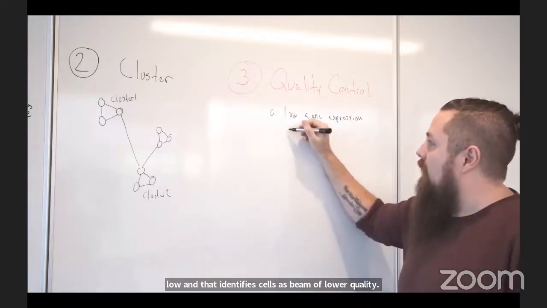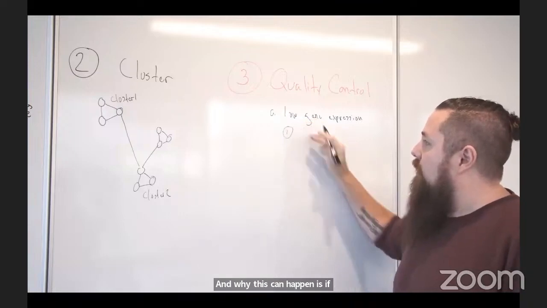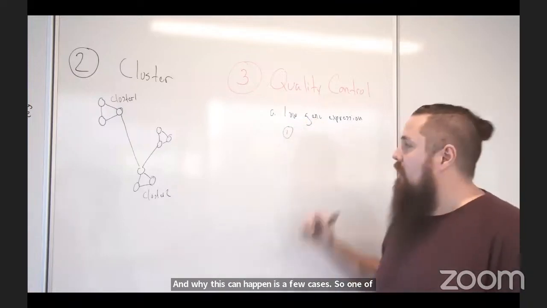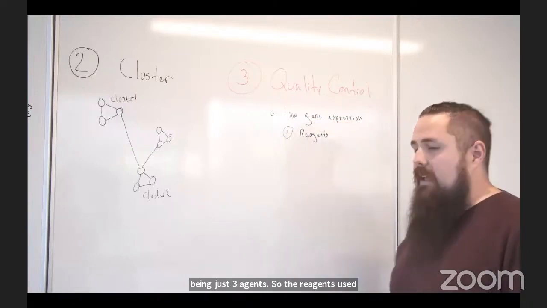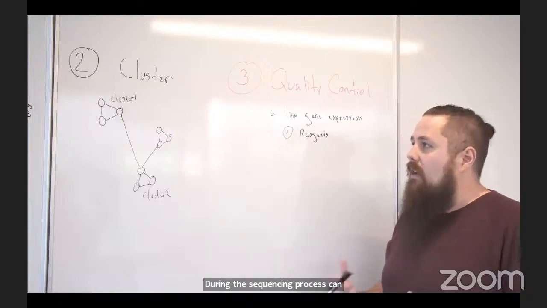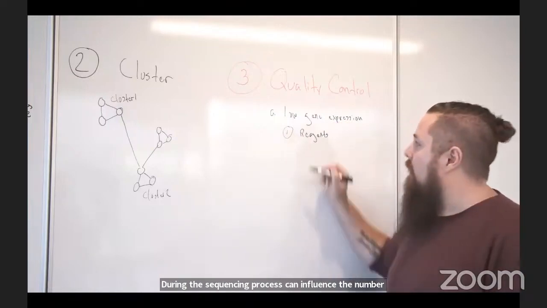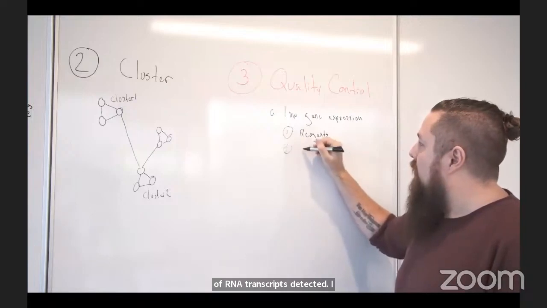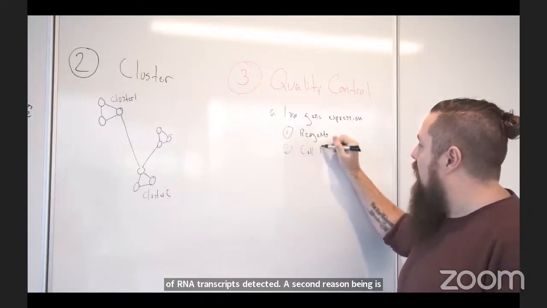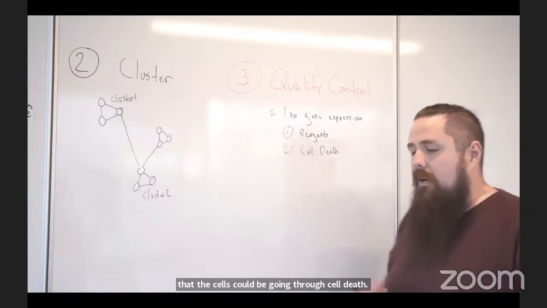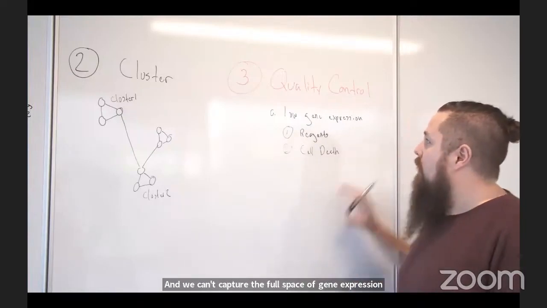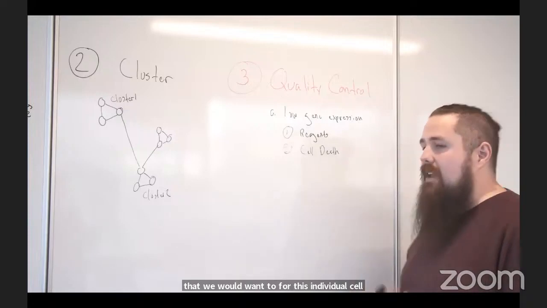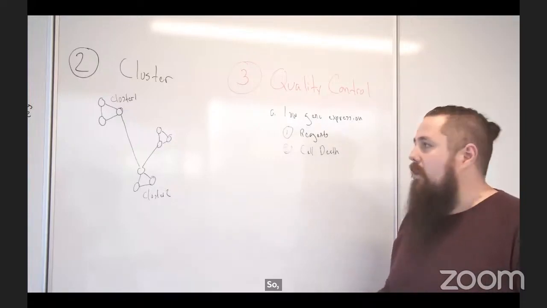Why this can happen is a few cases. One is just the reagents. The reagents used during the sequencing process can influence the number of RNA transcripts detected. A second reason is that the cells could be going through cell death, so their RNA is degrading, and we can't capture the full space of gene expression that we would want for this individual cell. So low gene expression is the first indicator that a cell is low quality.